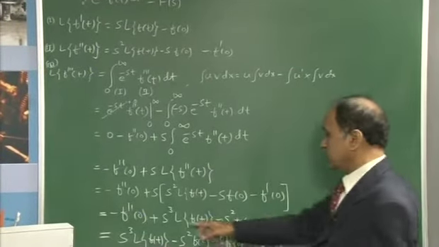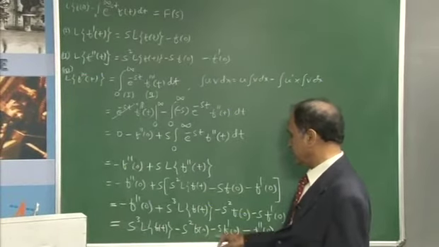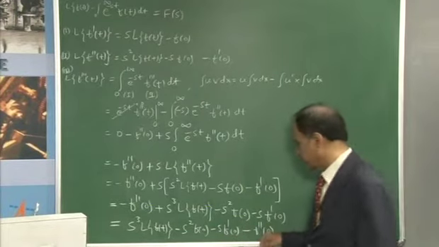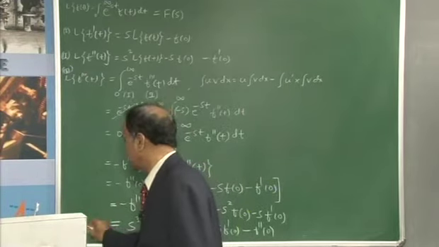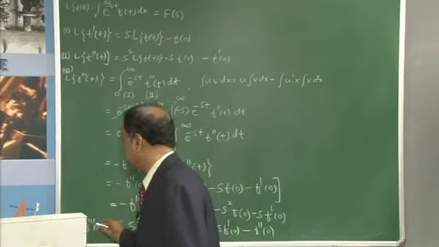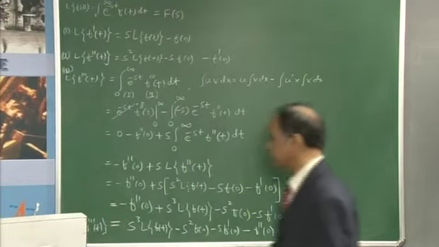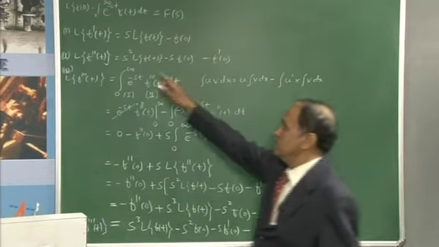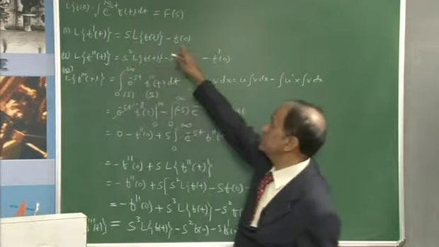Now, that is s cube into L of f t minus s square f of 0 minus s into f dash of 0 minus f double dash of 0. Therefore, this is for the third order derivative, that is f triple dash of t. Then you can see the appearance of these coefficients for the Laplace transform and their functional values.